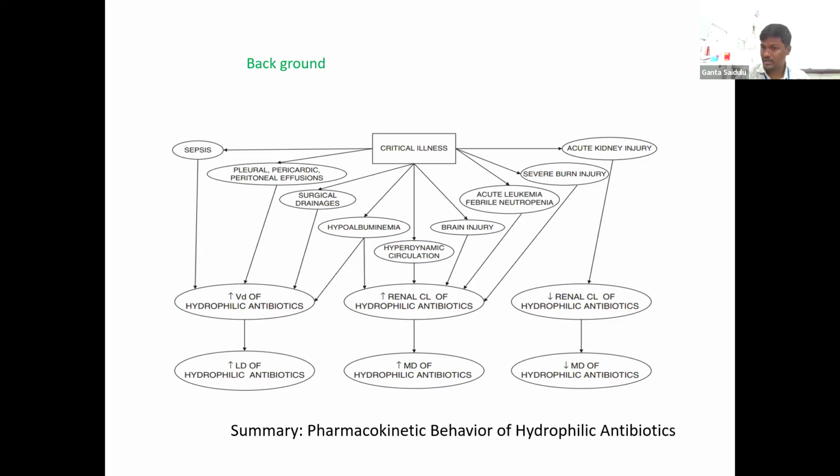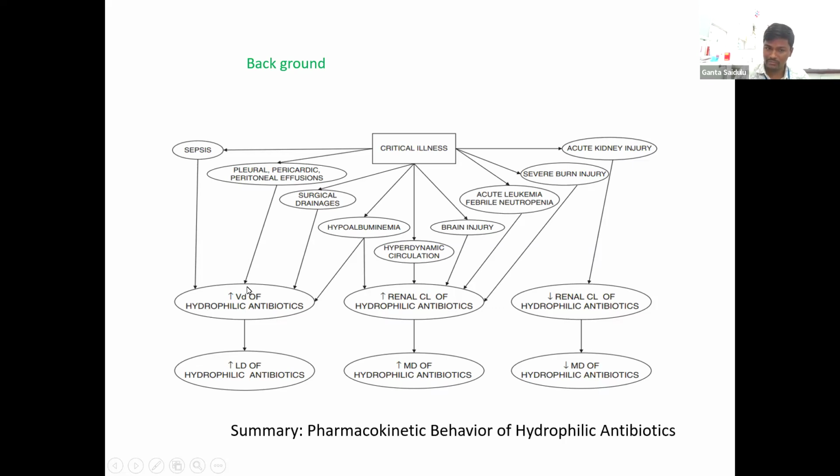these patients have a high cardiac output, are put on inotropes, and that increases the renal blood flow. Mechanical ventilation and all these things can also increase the renal blood flow, and this can lead to increased clearance of hydrophilic antibiotics. And in AKI particularly, sometimes we can see decreased clearance of hydrophilic antibiotics.